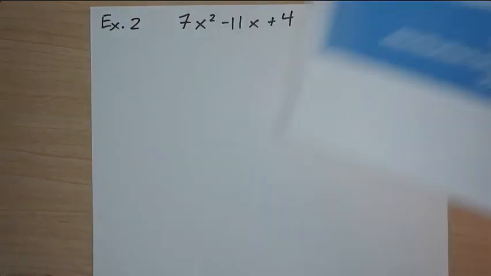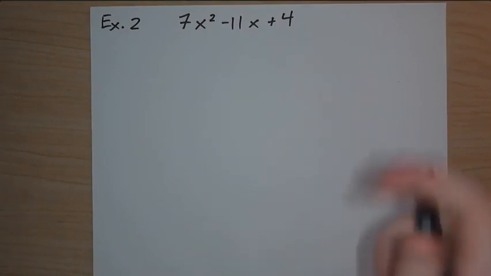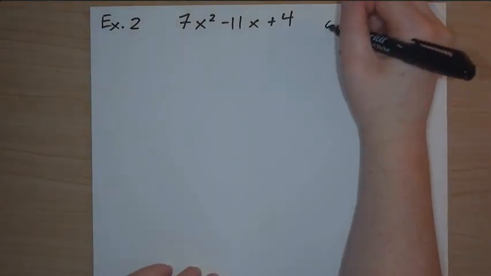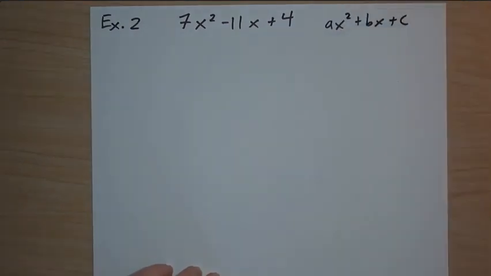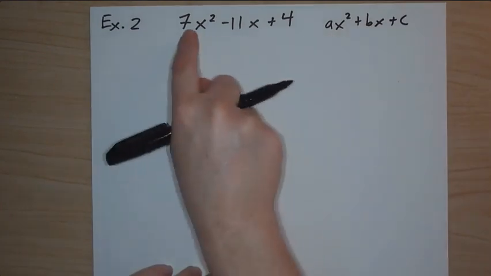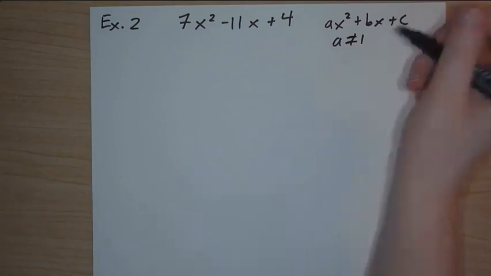This is Lab 16, Example 2. We want to factor the trinomial. We have 7x squared minus 11x plus 4. Generally, any trinomial they throw at you is going to be in the form of ax squared plus bx plus c. Here we know that a is not 1. If it was 1, it'd be a little bit easier, but a is not 1.